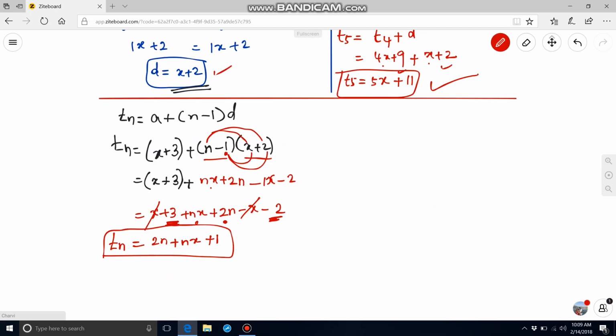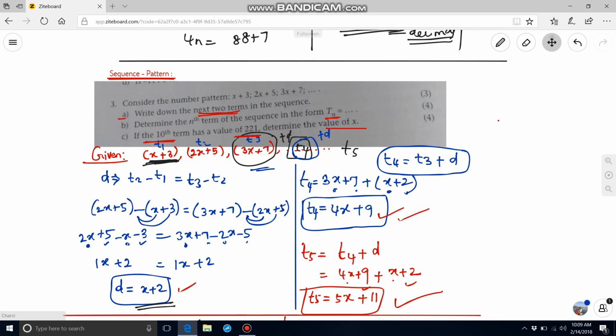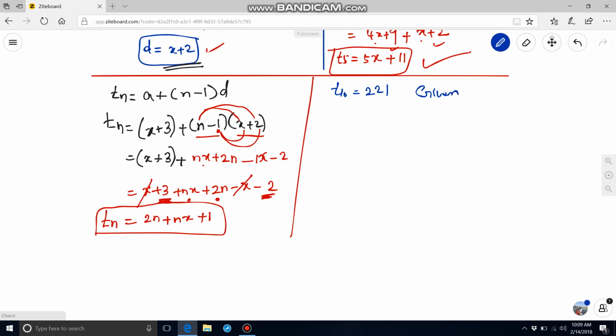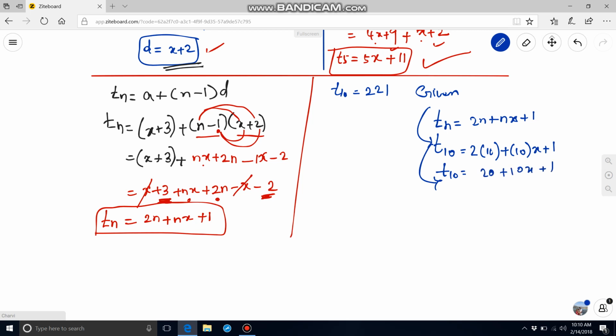So we can find it now. They are saying the 10th term, T10, is 221. It is given in the question itself. Then find x. So we have to write the 10th term formula. We know the nth term formula only. So I am just writing Tn is equal to 2n plus nx plus 1. But the question is having 10, so just replace n with 10. So 2 times 10, and again n is 10, x, plus 1, which gives T10 is equal to 20 plus 10x plus 1, which we can write as 20 plus 1 is 21 and 10x.